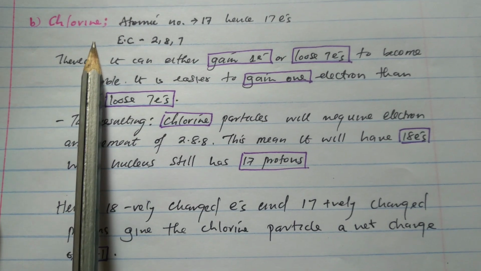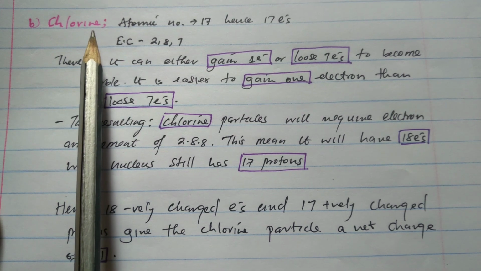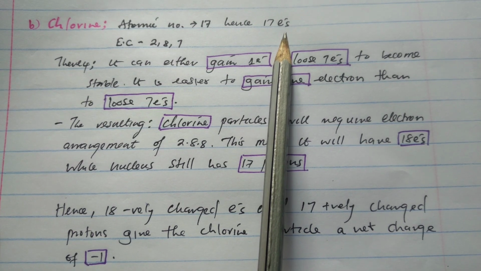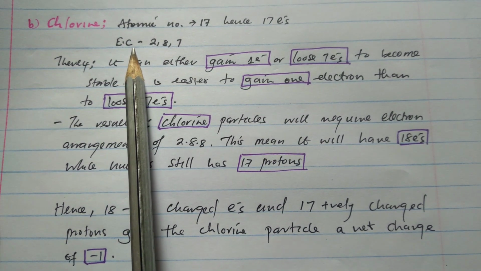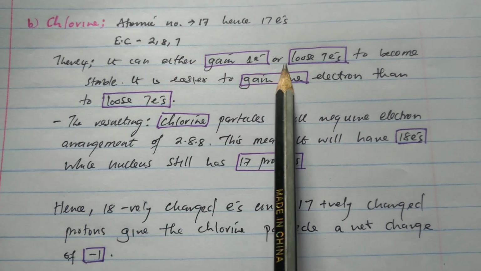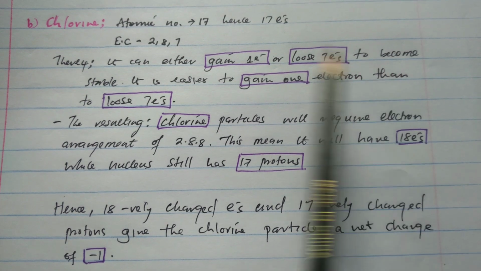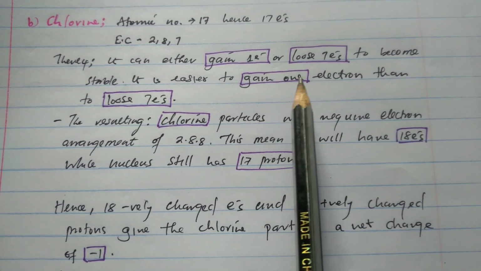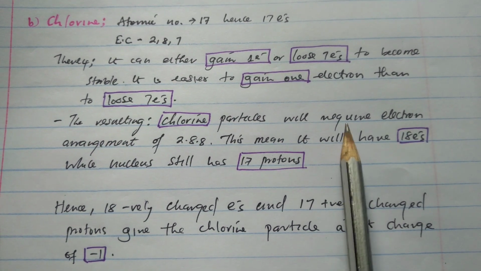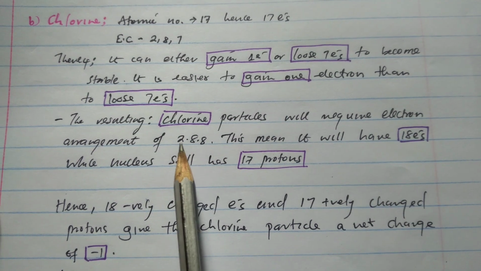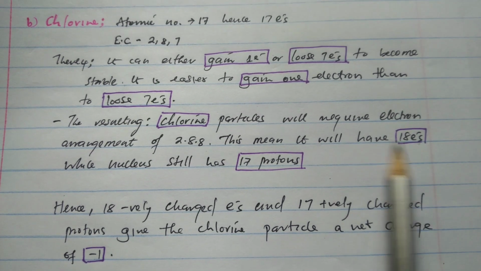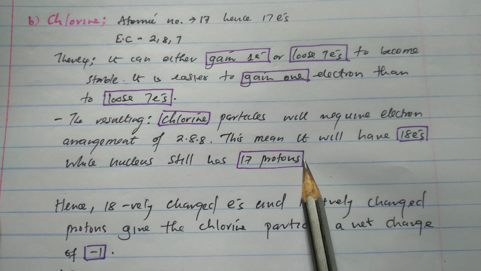Another example where we are gaining electrons is chlorine, and it has atomic number 17, hence 17 electrons, right? And therefore the electronic configuration will be 2 8 7. Therefore it can either gain 1 electron or lose 7 electrons to become stable. It's easier to gain 1 electron than lose 7 electrons, and therefore the resulting chlorine particle will have an electron arrangement of 2 8 8, and this means that it will have 18 electrons, while the nucleus will still have 17 protons.